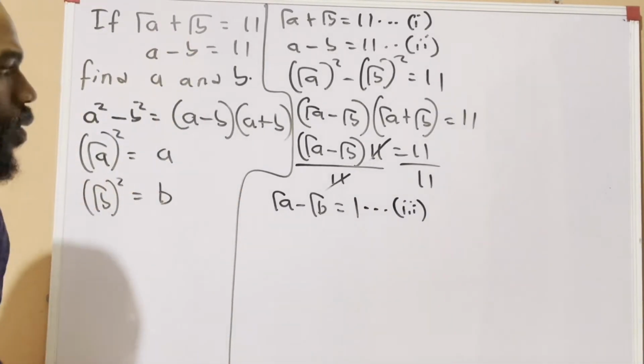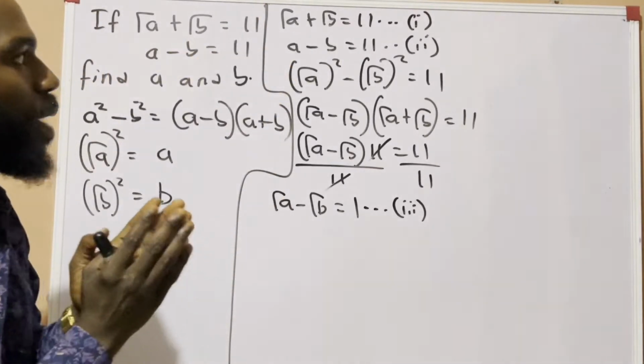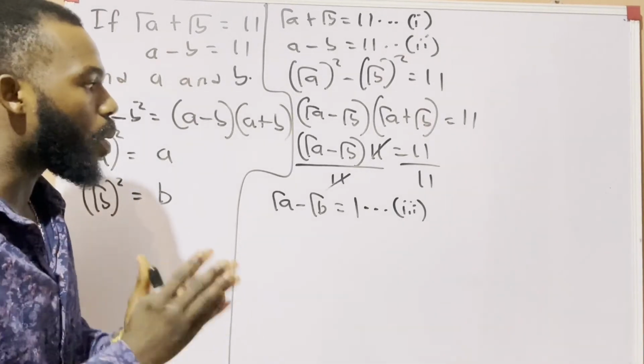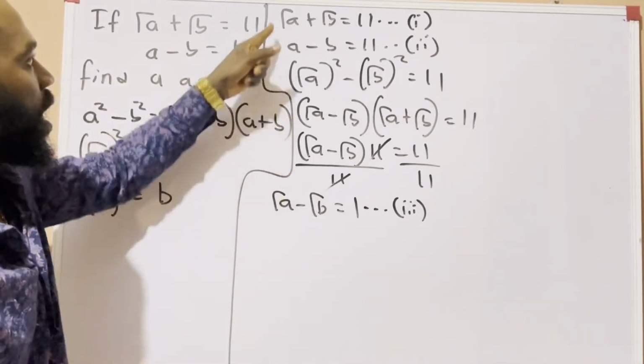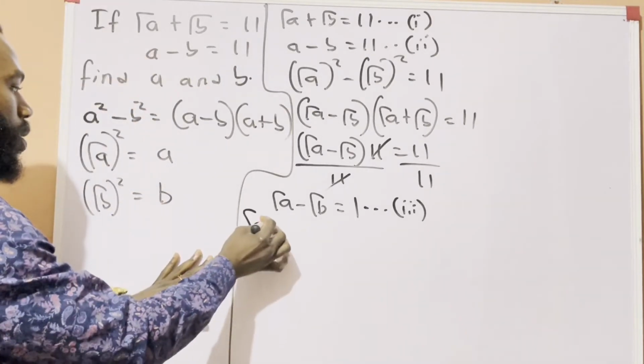Now, with equation 1 and equation 3, you will see that both are similar because both a and b carry a root sign. So what we are going to do is solve equation 1 and equation 3 simultaneously. Okay, solving simultaneously.